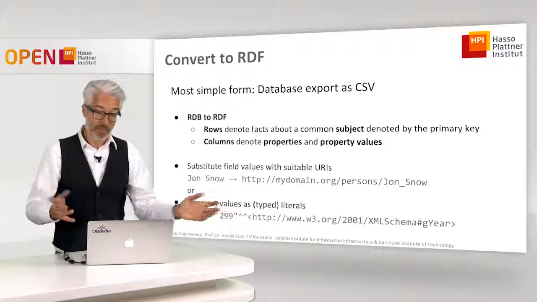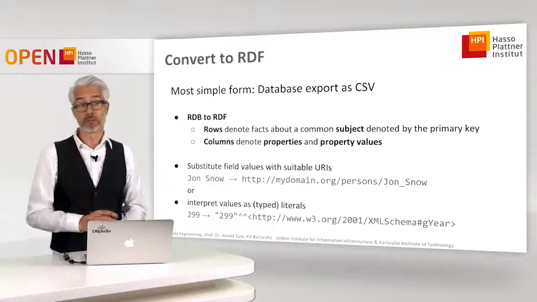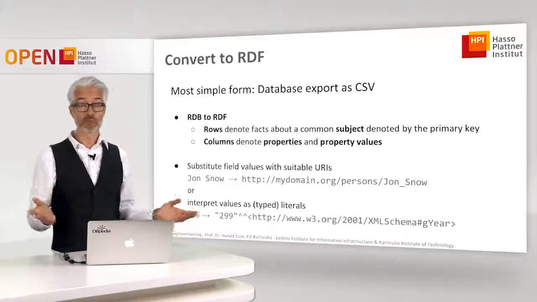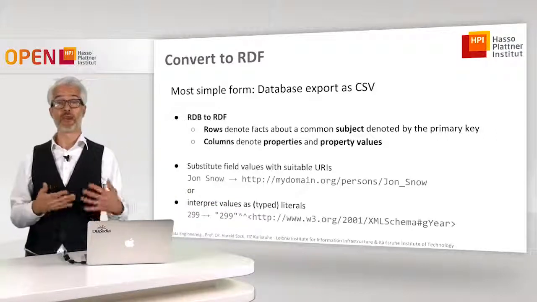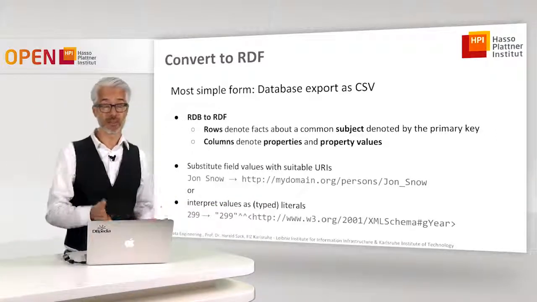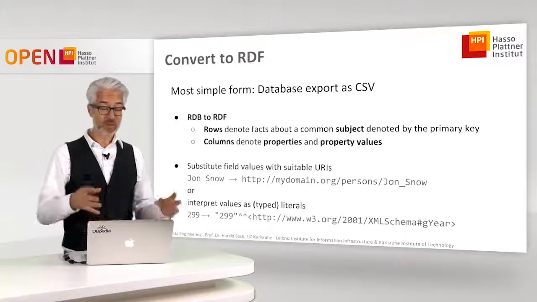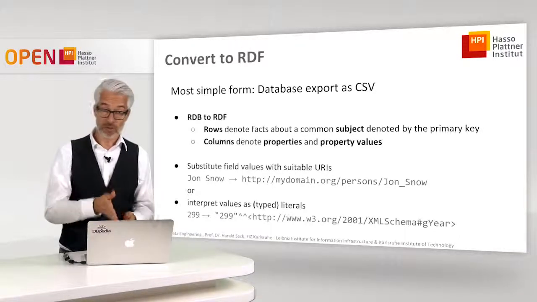Okay. So converting your data to RDF usually is not so problematic. We see here the most simple and the most common form. We have data in the form of a database, and we do a database export, which could be a CSV file, a comma-separated value file, and this means we convert our relational database to RDF. We have already talked about that.